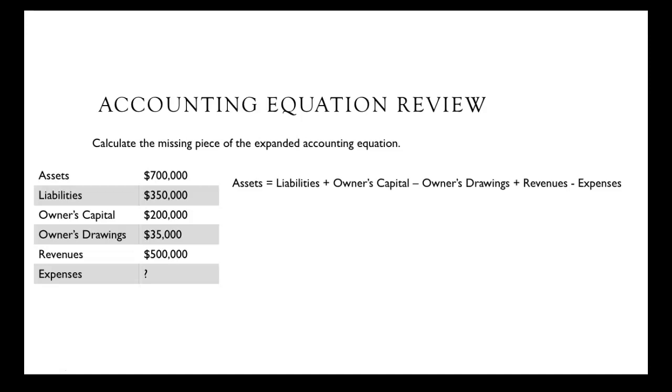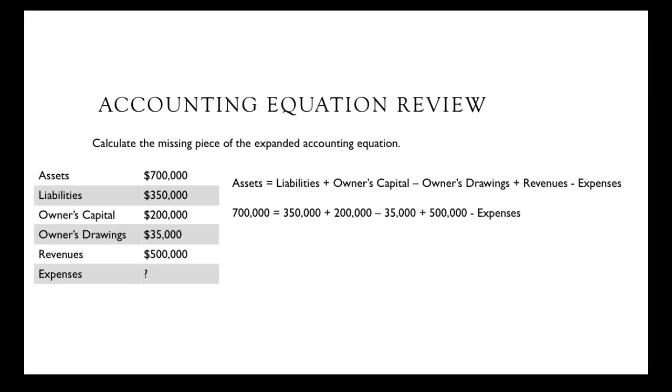So there's our expanded accounting equation, right? Assets equals liabilities plus owner's capital minus owner's drawings plus revenues minus expenses. Remember, your owner's equity breaks off into those last four parts with capital, drawings, revenues, and expenses. So now we can start plugging in our pieces here.